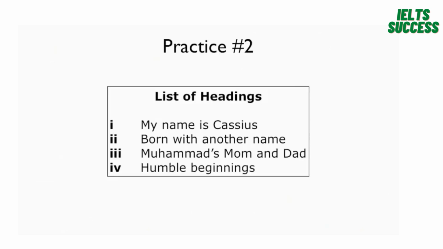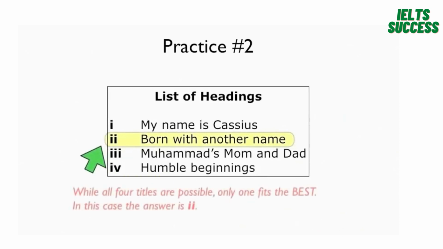Practice question 2. Here are the list of headings. 1. My name is Cassius. 2. Born with another name. 3. Muhammad's mom and dad. And 4. Humble beginnings. For this question, the answer is 2. Born with another name. Again, while several titles are possible as answers, 2 was the one that fit the best, which is why it was the correct answer.